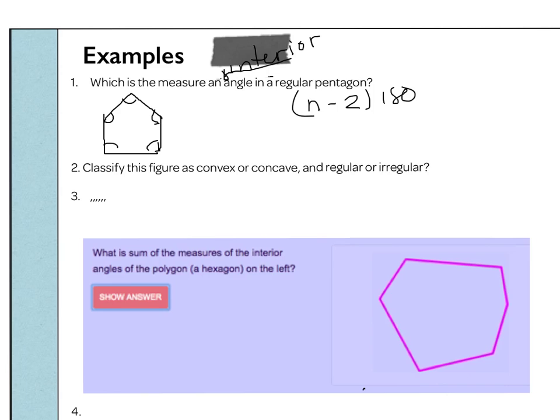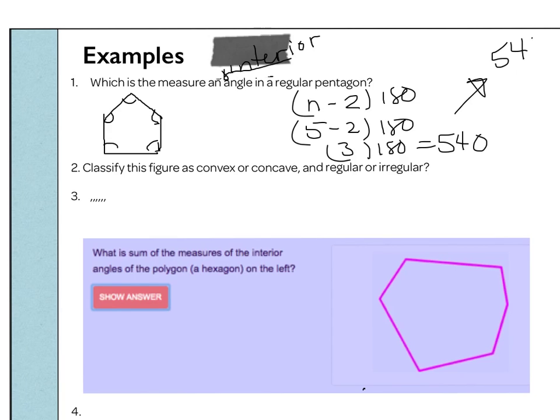So we would end up with 5 minus 2 times 180, which will give us 540 for all of them. And now we need to take that 540 and divide it by 5 because there are 5 angles. And that will give us 108 degrees. Remember, all of these interior angles are going to be 108 because this is a regular polygon.